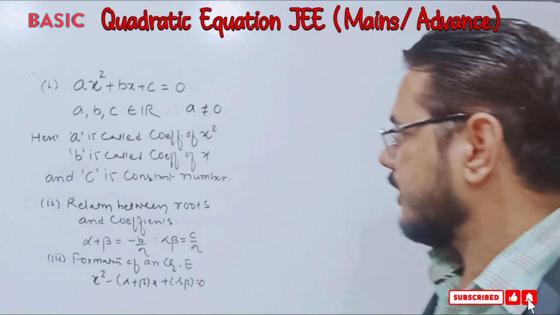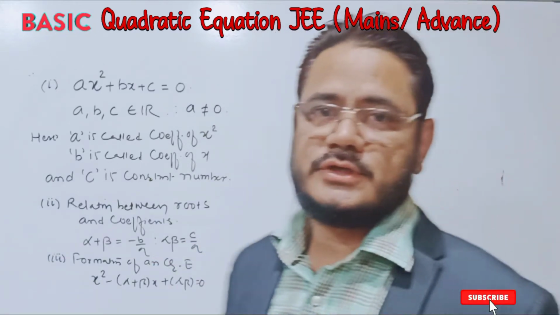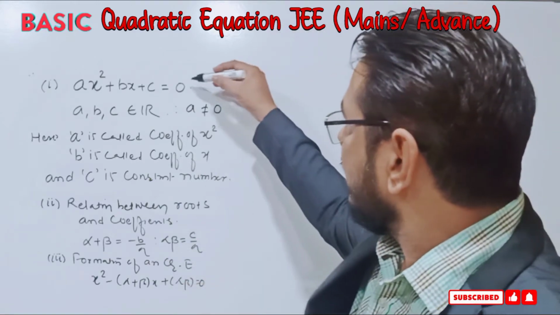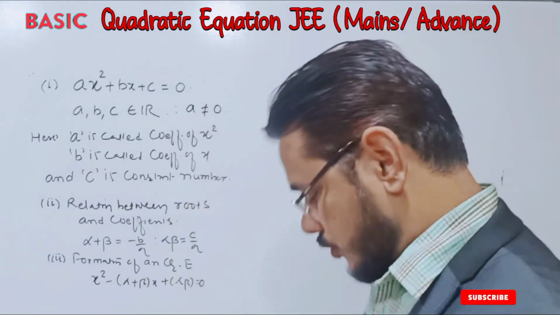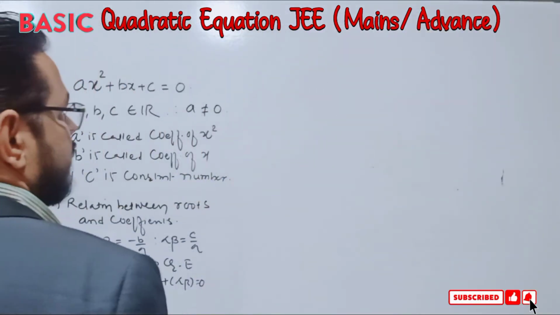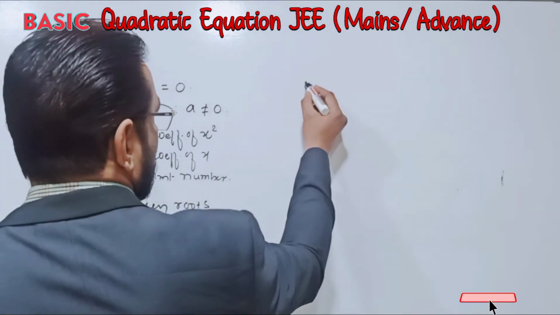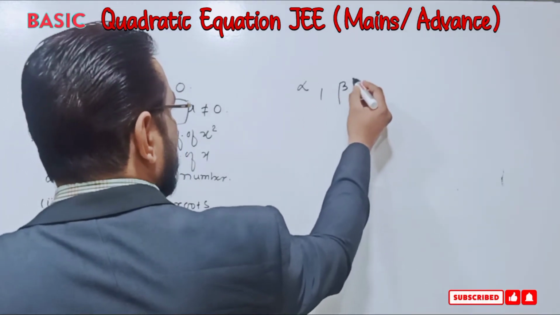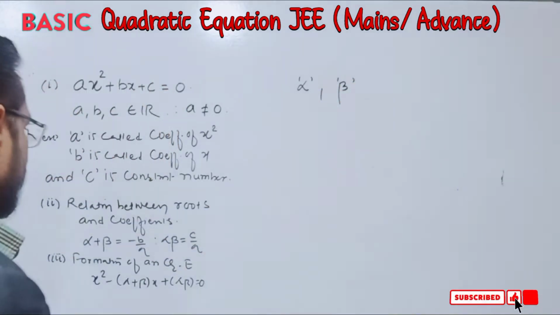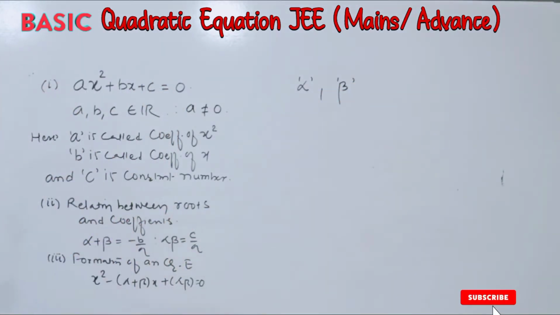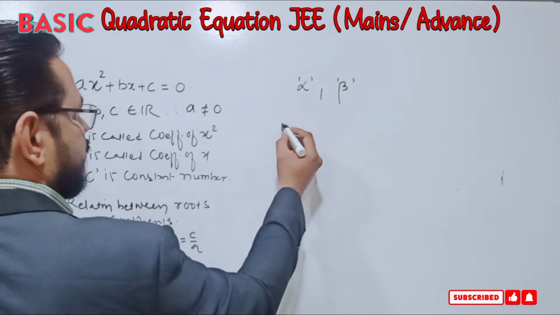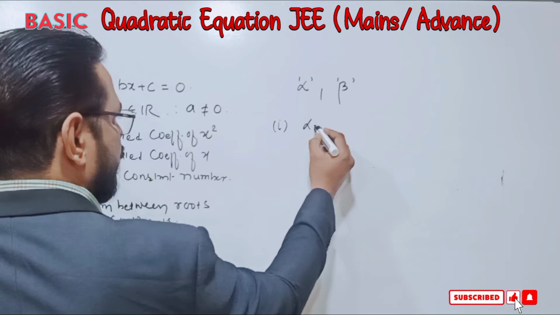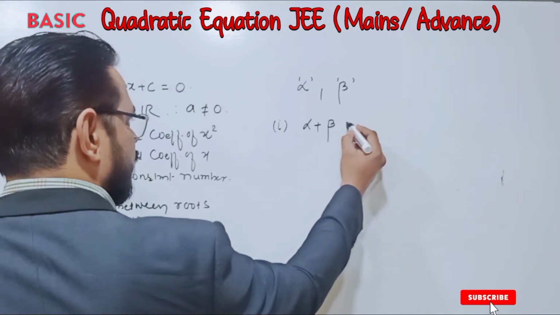Now next, very important, relation between roots and coefficients. So we know that every quadratic equation has two roots. So here we consider two roots, first root be alpha and second root be beta. Now we are going to define the relation between roots and coefficients. Very important point. Always remember the first relation, it is very useful. You can solve 60% of questions from this relation.